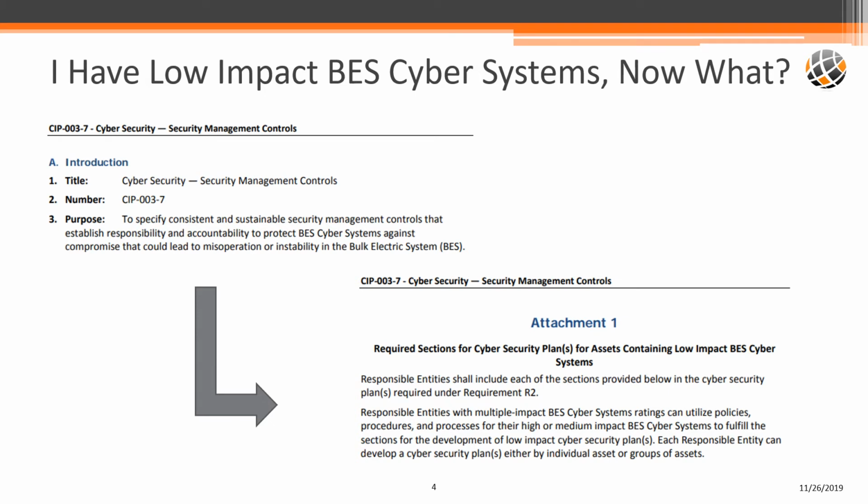All right, so let's assume you determine you have low impact BES cyber systems. Now what? Well, go to CIP-003. We're currently on version 7, soon to be on version 8, but the same guidance applies. In Attachment 1 of CIP-003 is where all the meat in terms of the requirements for low impact BES cyber systems are. So you can start there.